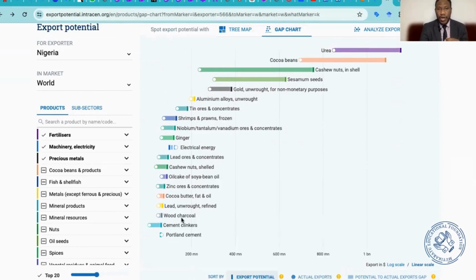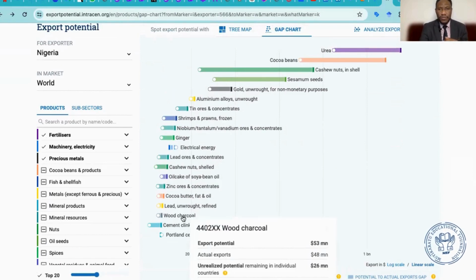When you take charcoal, for instance, we click on charcoal. Yes, charcoal has an export potential of about 53 million US dollars. But our actual export is around 48 million US dollars, and the unrealized potential remaining in individual countries is 26 million US dollars. Those that are interested in charcoal, I have a friend that has been exporting charcoal to Saudi Arabia, and he's making quite a decent amount of money.